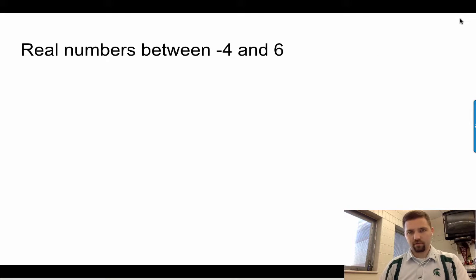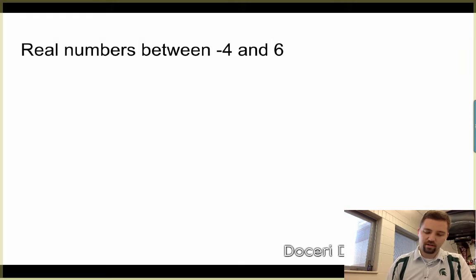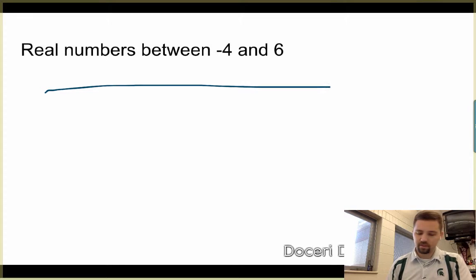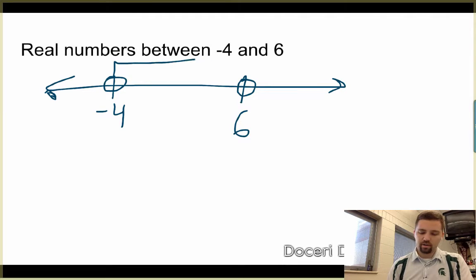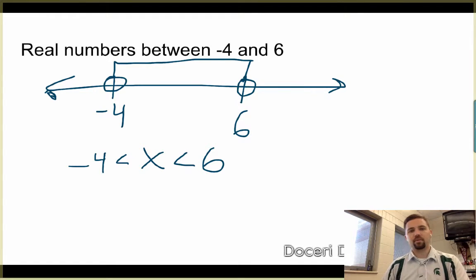Real numbers between -4 and 6. So for the number line, it looks like this. Put -4 on there, put 6 on there. Between -4 and 6, so that means not including -4 and 6. So open circles, and then it'd be shaded in between. All right? For the inequality notation, we would write this: -4 less than, just less than, x, which is less than 6. Okay, so that's the inequality notation, no equals to.